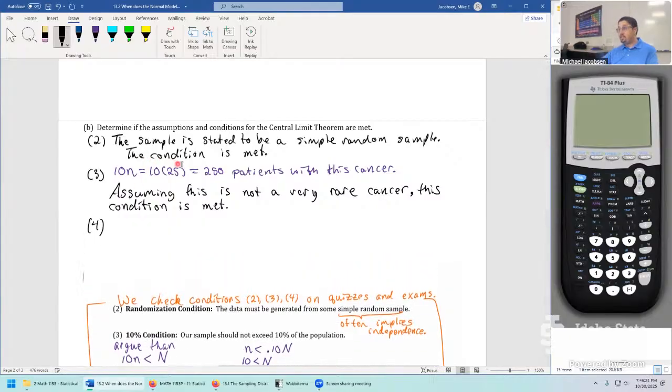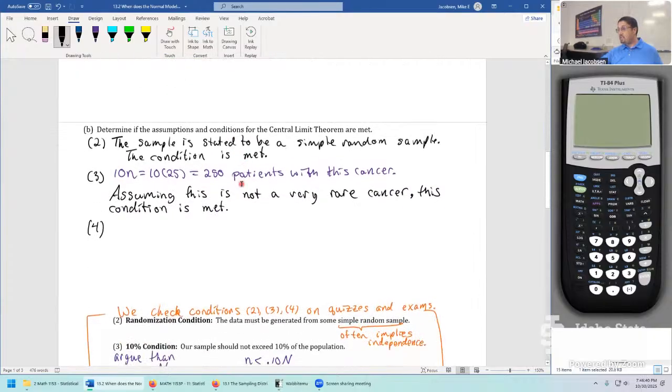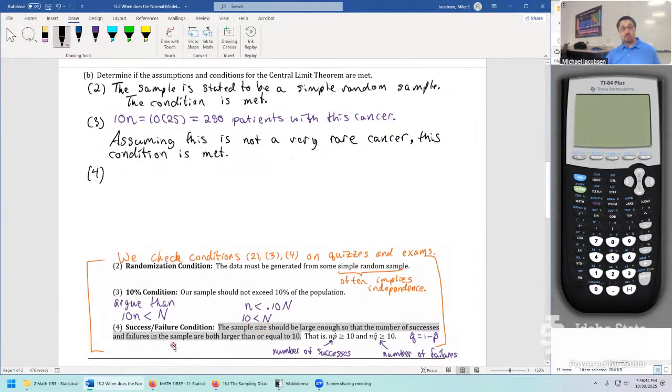The sample size itself is 25, but when we go up to the problem again and look at the context, a success is surviving at least 5 years. We're told only 8 patients survived at least 5 years after the treatment. There's not actually enough successes here for the conditions to be met. So the success-failure condition fails on this one.